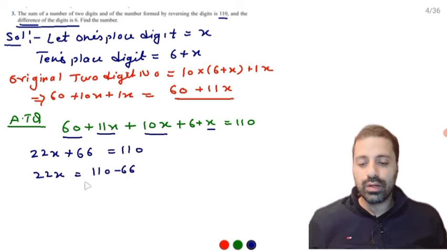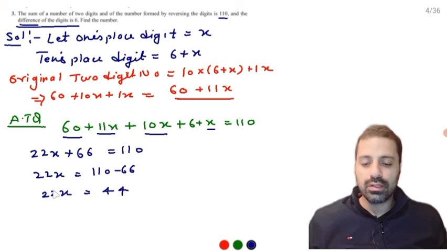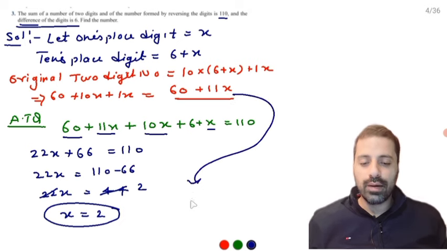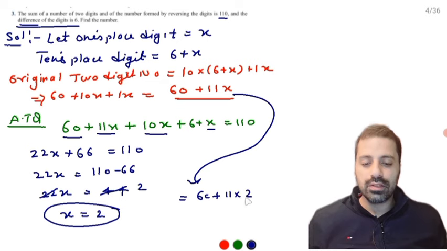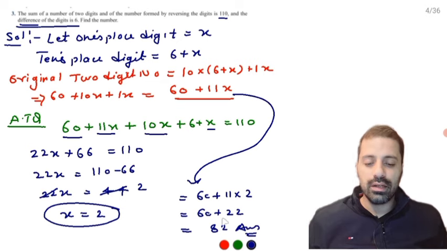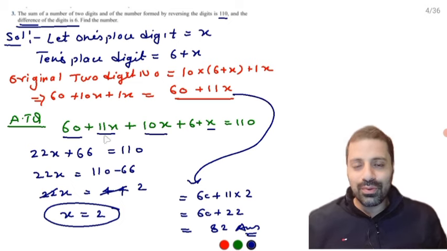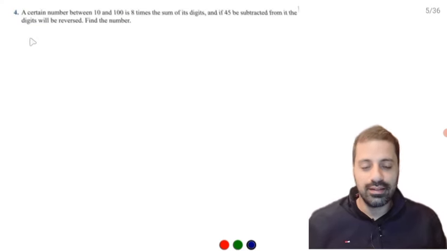Now 22x is equal to 110 minus 66, 22x is equal to 44, and 22 goes into 44 two times, so x will be 2. Now we have to find the original number. So the original number will be 60 plus 11 into 2, that is 60 plus 22, and the final answer is 82. Is it clear to you? Please comment quickly.